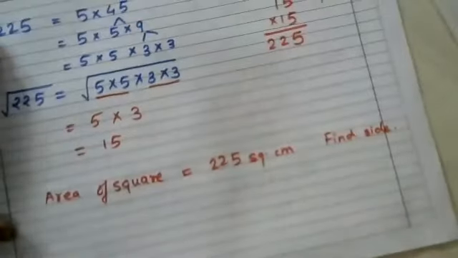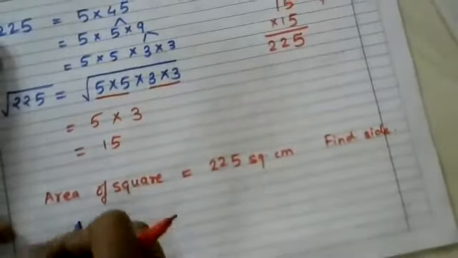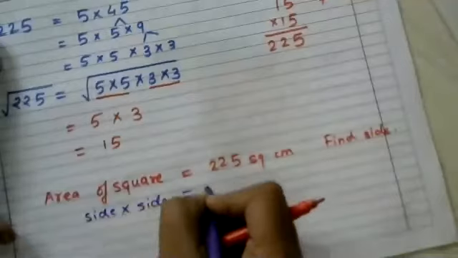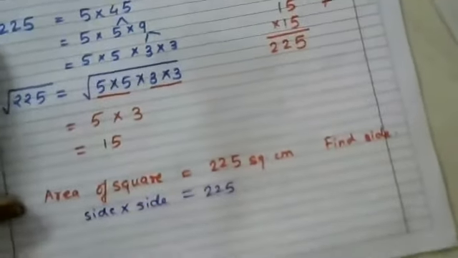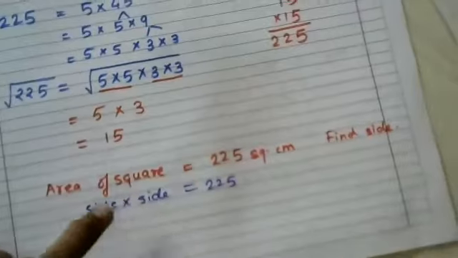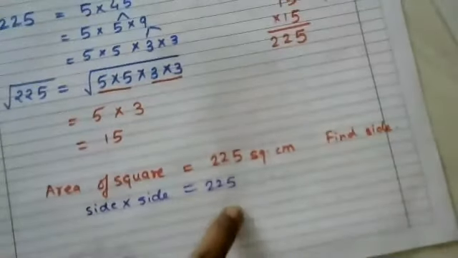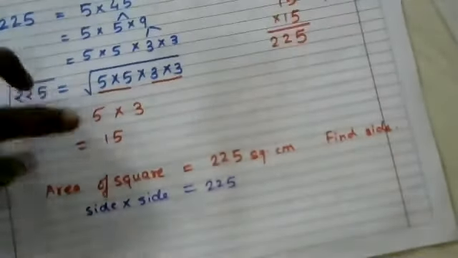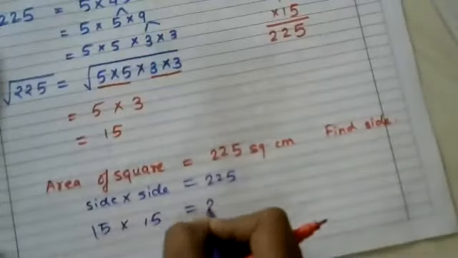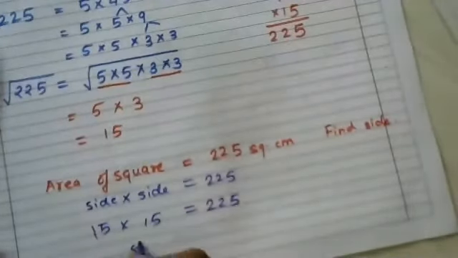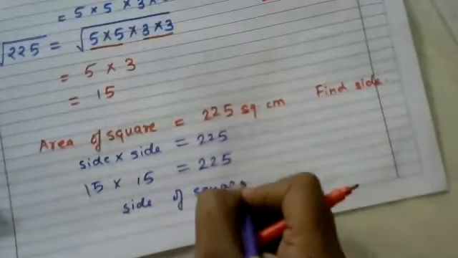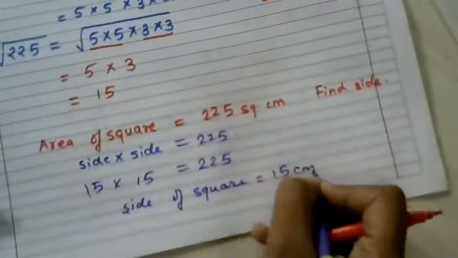Now what does the area of a square formula say? The area is nothing but side into side, which is equal to 225. Right? Now, which number do we multiply two times so that we get 225? From this, you can find that 15 multiplied by 15 gives you 225. And therefore, the side of the square is equal to 15 centimeter.